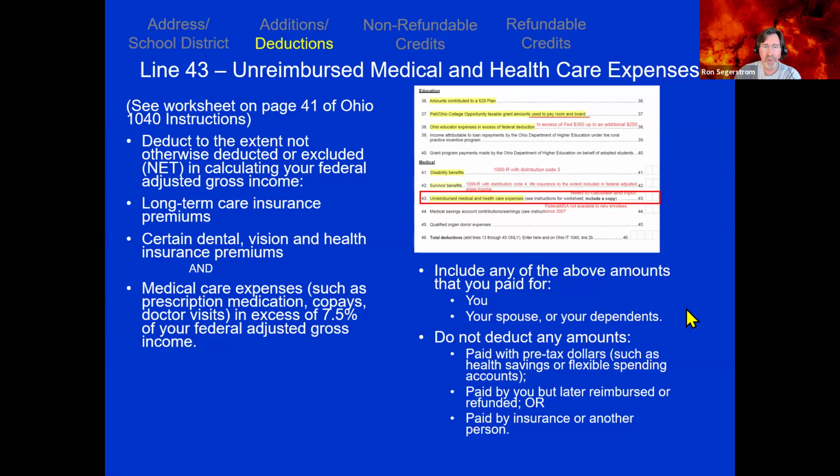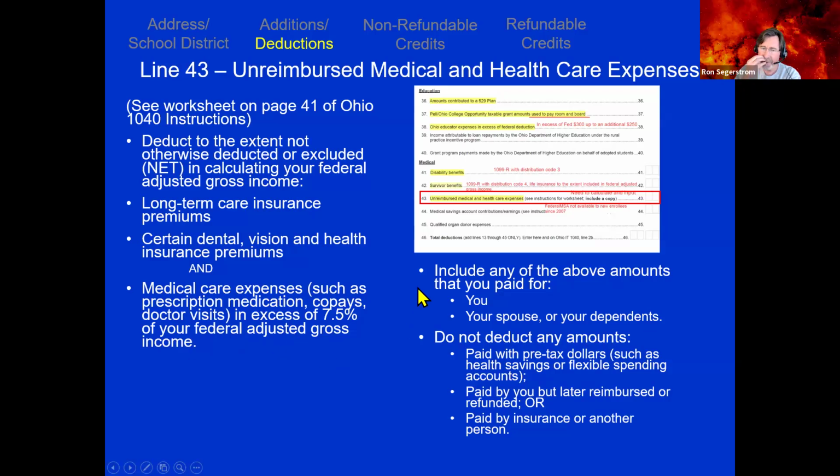Line 43, unreimbursed medical and healthcare expenses. So this is an interesting and complicated topic. Basically, Ohio allows the net unreimbursed amount for healthcare insurance, long-term care insurance premiums, certain dental, vision, and health insurance premiums, and then medical care expenses in excess of the 7.5% of federal adjusted gross income.